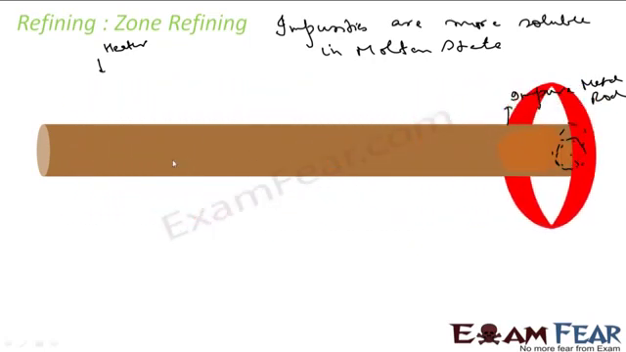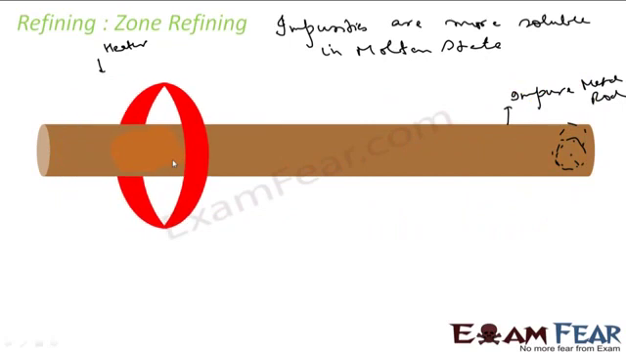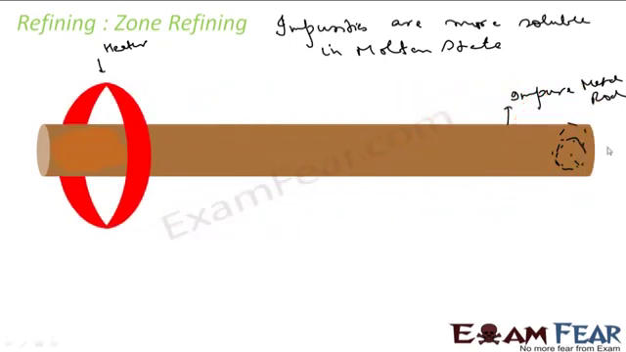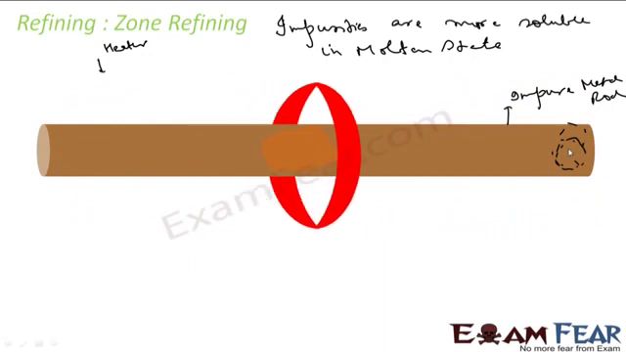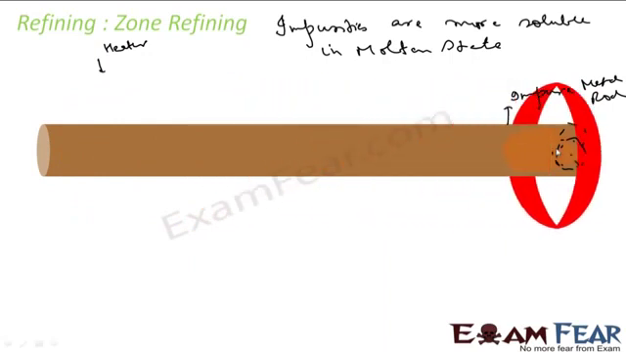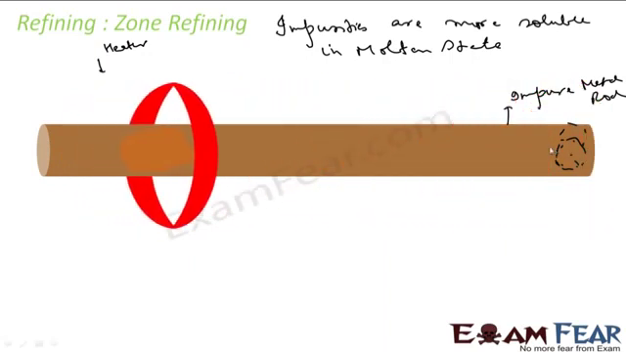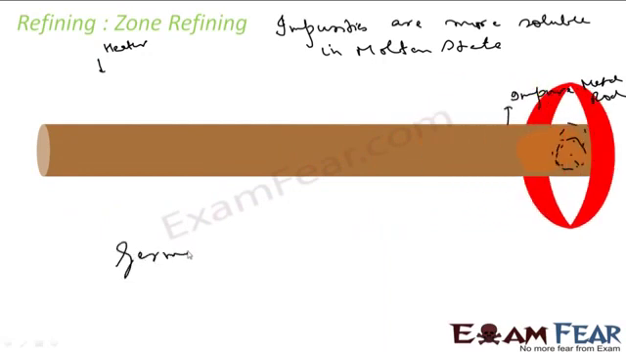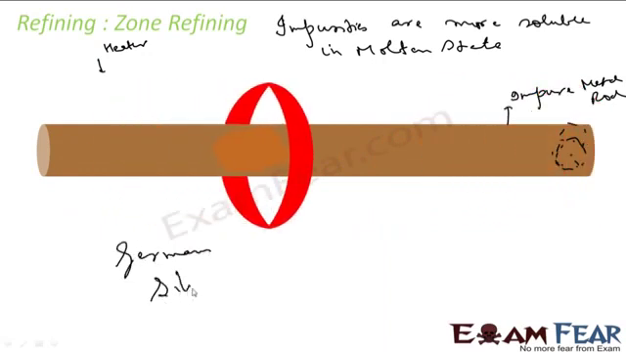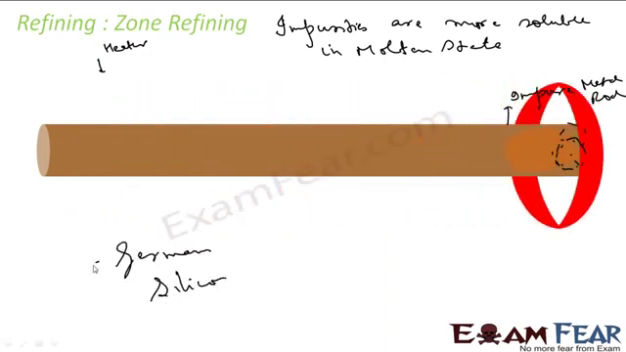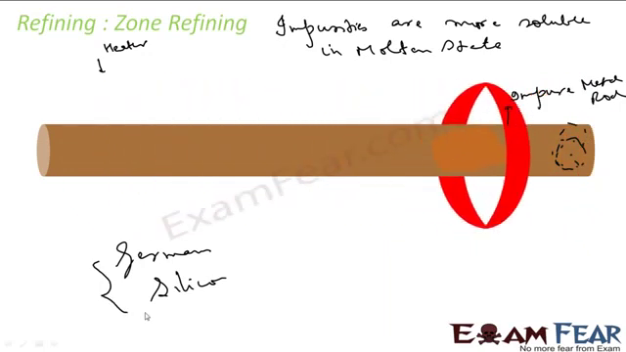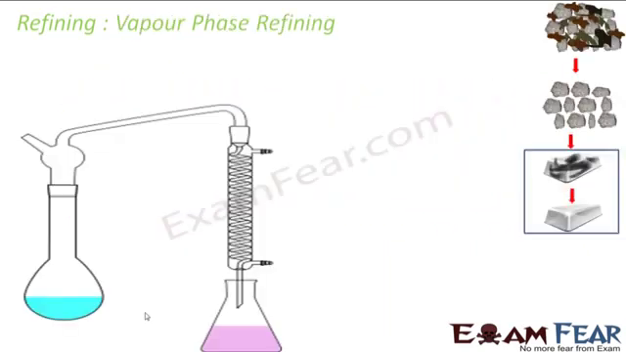So whatever remains is my pure metal, right? This process is repeated several times. So at this end, what you get is the impurities. And it is very useful to produce very high purity metals, for example germanium, silicon, right? Germanium, silicon, boron, gallium, indium, all these high purity metals we purify using zone refining.